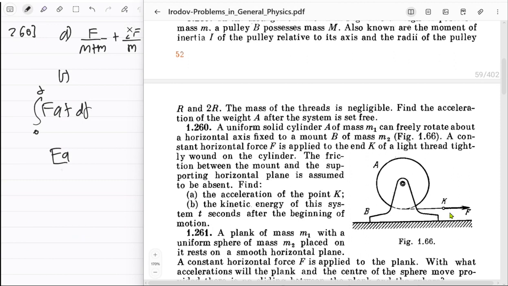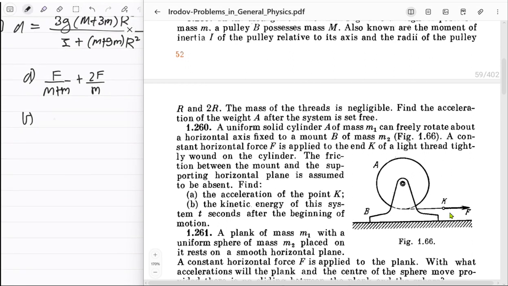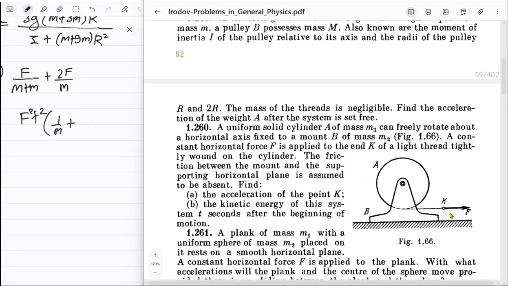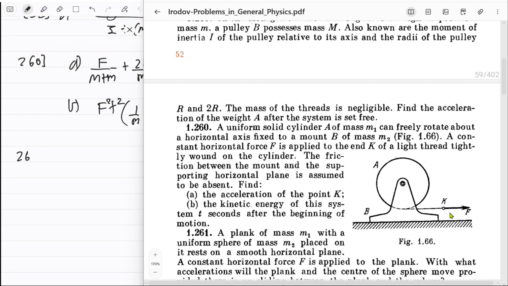You got F a t squared upon 2. Just put that in there. So F times this, F t squared upon 2 times all of that. So you can just say F squared t squared upon 2, and then, even better, take the 2 inside. It's going to have 1 upon m plus 1 upon 2 times capital M plus small m. Perfect, right? Next question. 261.